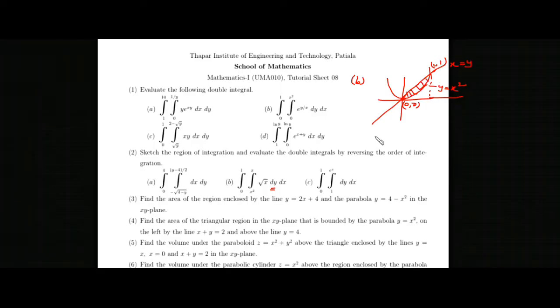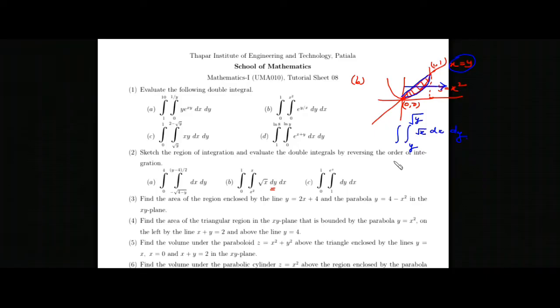Now we have to reverse the order of integration. So we will take a parallel line to x-axis and we will observe our x is varying from this line to this. Here the value of x is y, and here the value of x is square root of y. So the limits for x will be it varying from y to square root of y. The function is same, which is square root of x, but now we are integrating with respect to x first, then with respect to y.